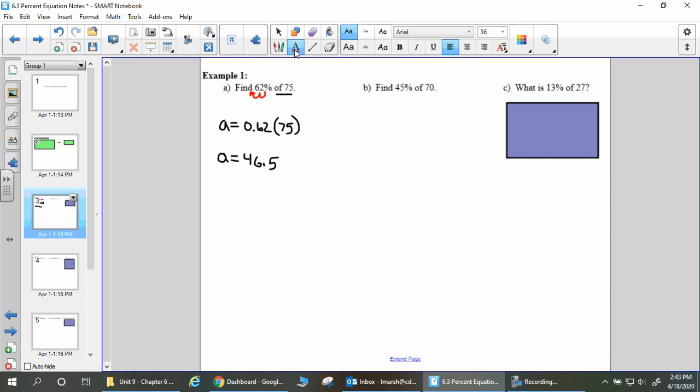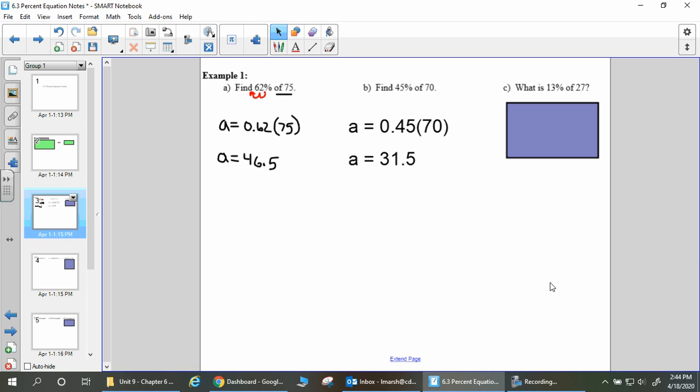If I take this same approach on letter B, find 45% of 70. Again, I'm looking for my part. It's going to equal, I need to make 45% into a decimal. So I take that decimal, I slide it forward 2 places. So I get 0.45 of 70. Of, remember, that's my whole value. So if I multiply 0.45 times 70, I'm going to get 31.5.